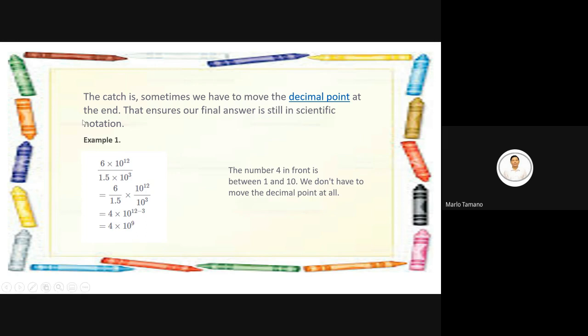Sir, nasaan po ang decimal niya? Invisible po, nasa unahan niya. Dito sa right niya, invisible. Kaya 4.0 or 4 times 10 to the 9. So sabi niya, the number 4 in front is between 1 and 10. We don't have to move the decimal point at all. No need. Okay po? Kasi yun na po yung final answer.